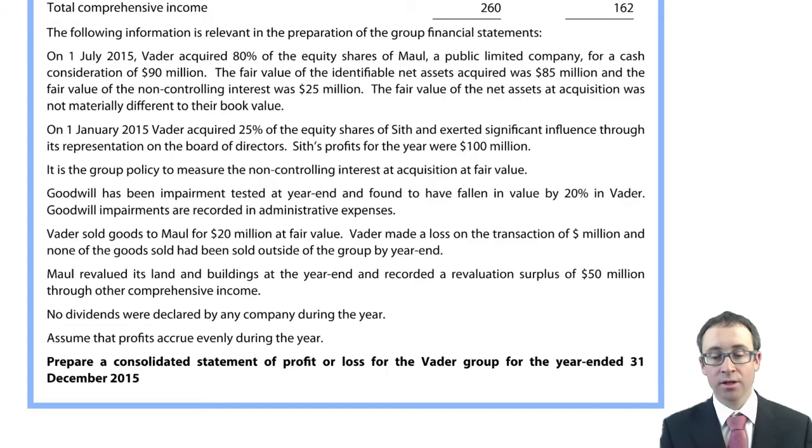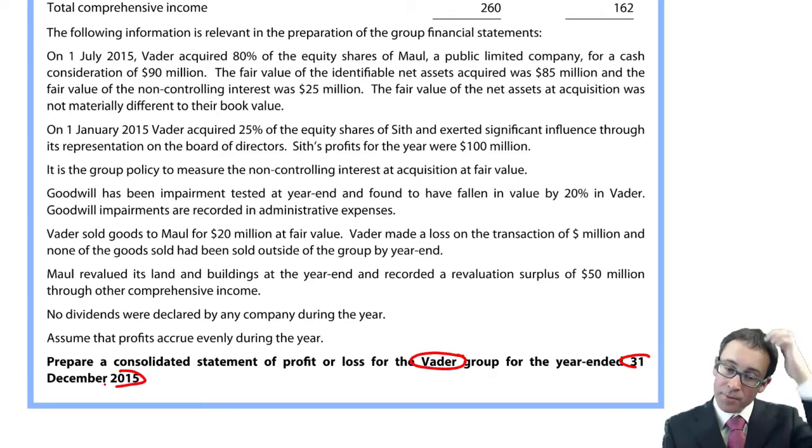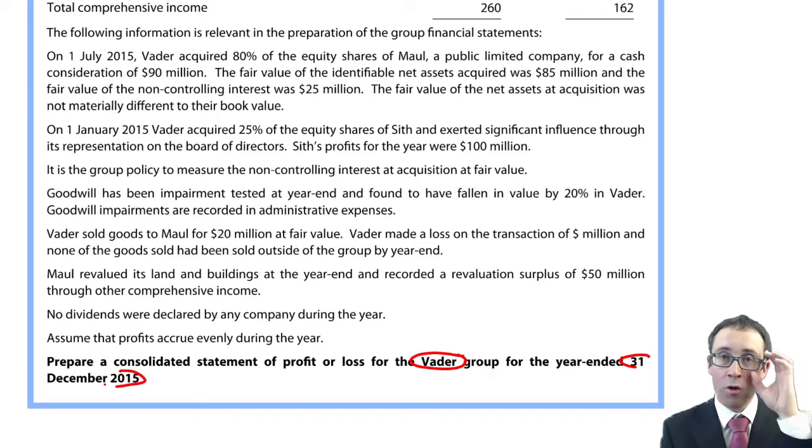Wow, there's lots of information. Let's go through there and have a look at the requirement. So we need your consolidated statement of profit or loss and presumably other comprehensive income for the Vader group. So Vader must be the parent, and the year ended is the 31st of December 2015. So I know who the parent is, I know the year end. Let's look at the additional information.